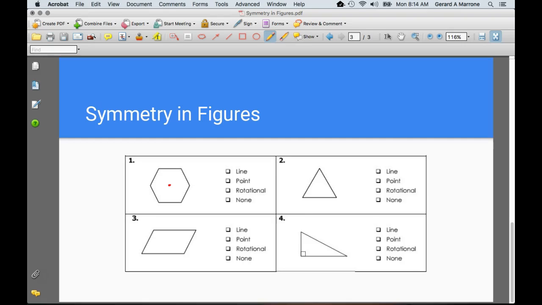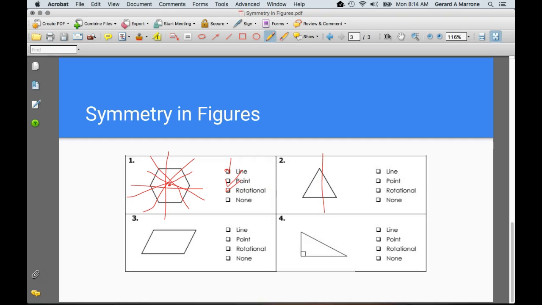If I were to rotate it less than 360 degrees, I would still have the same figure, and I can draw in a line here, there, there, there, and there, and I have 6 lines of symmetry. So if we were to look over at this, we've got line symmetry, we've got point symmetry, and we've got rotational symmetry in this figure. Okay. Looking at this one, the same thing.